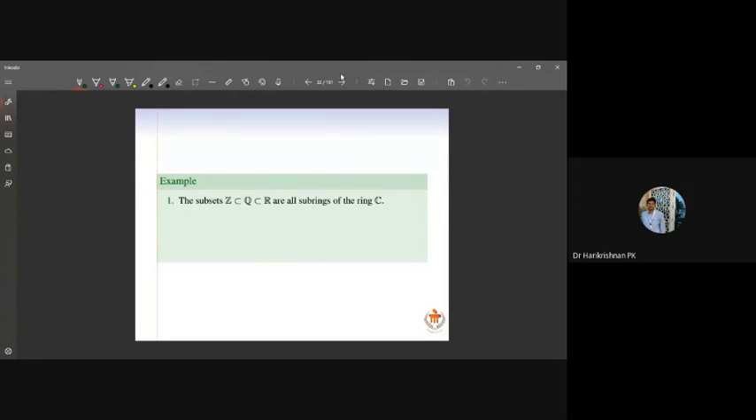These are our simple examples of subrings. You know that C is a ring, and it is clear that Z is contained in C, Q is contained in C, and R is contained in C. That means all these three are non-empty subsets of C, and they satisfy all the conditions of a ring with respect to the operations defined in C. So we can say they are subrings of the ring C.